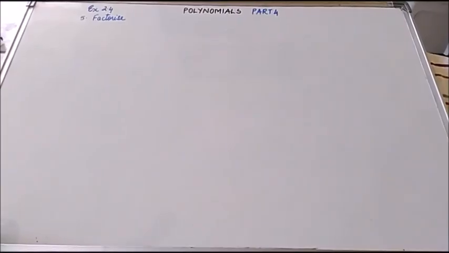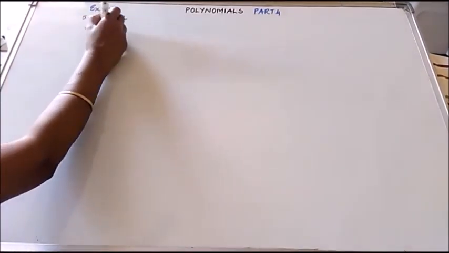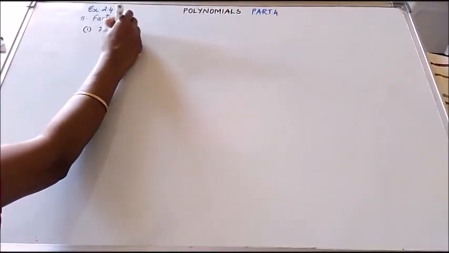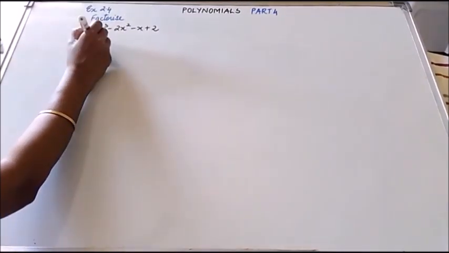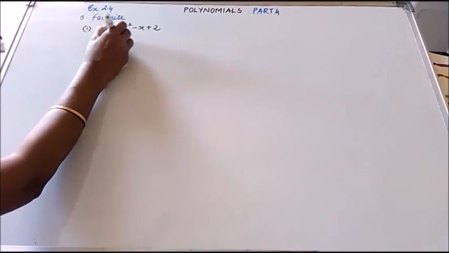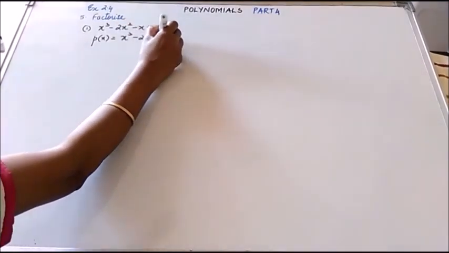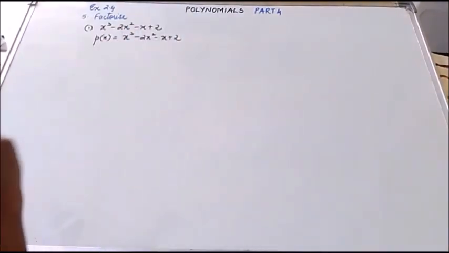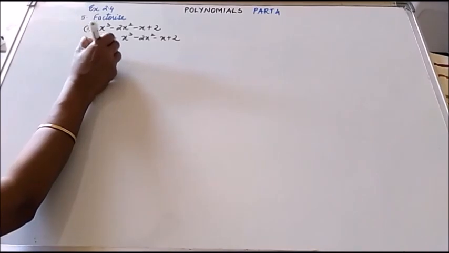Now let us do exercise 2.4, fifth question. The first question is factorize x cube minus 2x square minus x plus 2. So let us denote the polynomial by p of x. Here as you see it is a cubic polynomial, so we will be doing it by factor theorem.